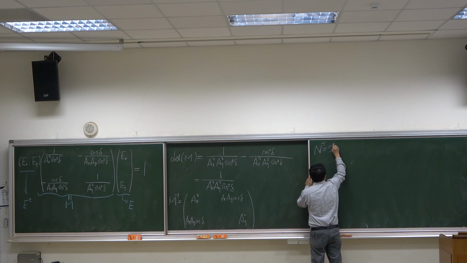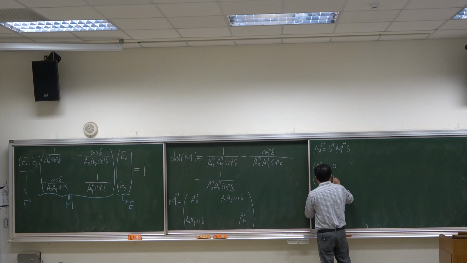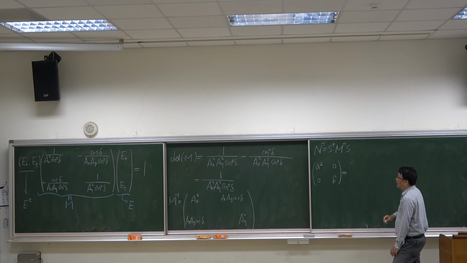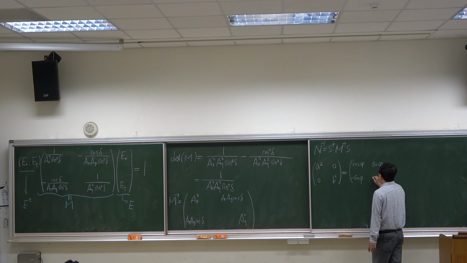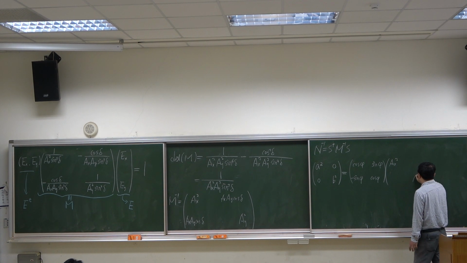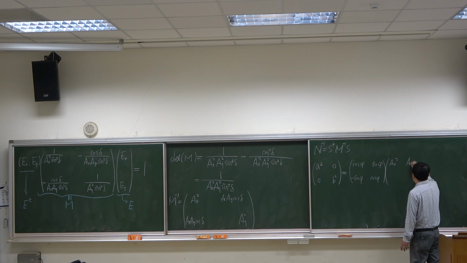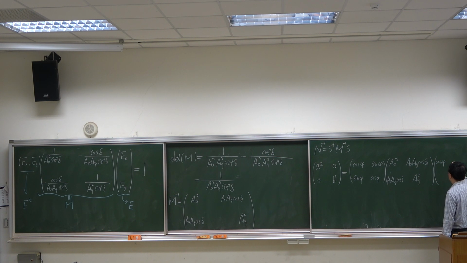N inverse is equal to S T M inverse S. Okay, so we have A squared, 0, 0, B squared equal to the matrix with sine phi, minus sine phi, sine phi, cosine phi, times the matrix with Ax squared, Ay squared, Ax Ay cosine delta, Ax Ay cosine delta, times cosine phi, minus sine phi, sine phi, cosine phi. Okay.